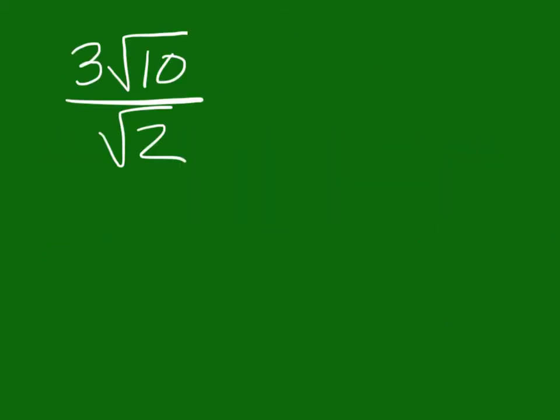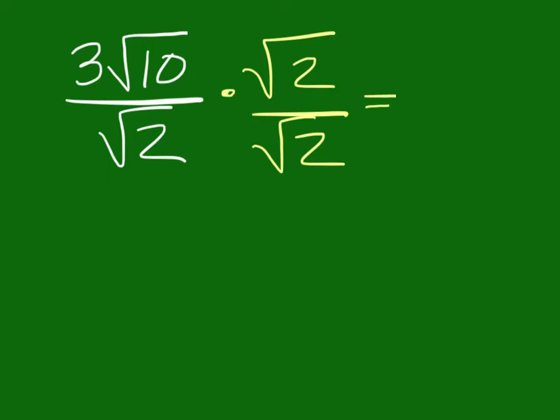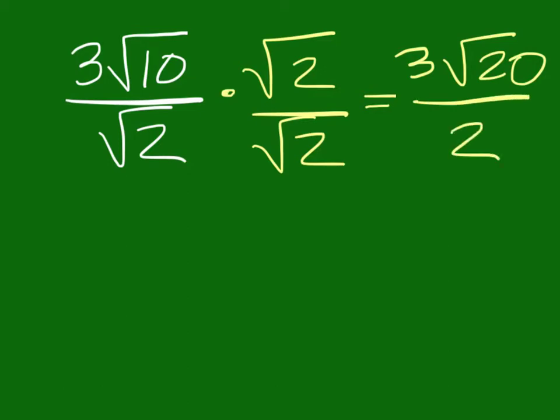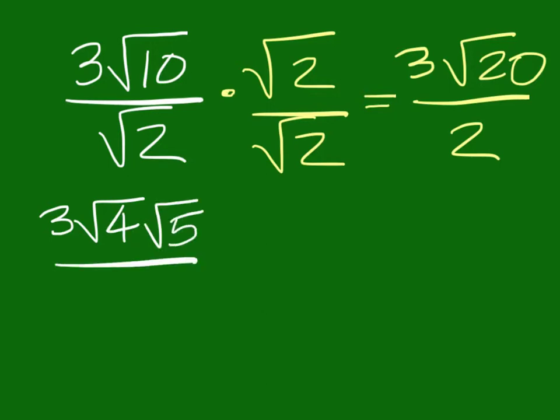Example 4. 3 square root of 10 over square root of 2. You must multiply the top and the bottom by square root of 2. When you do that, you get 3 square root of 20 on the top and simply 2 on the bottom. Now try to simplify the square root of 20. That is square root of 4 square root of 5 over 2.